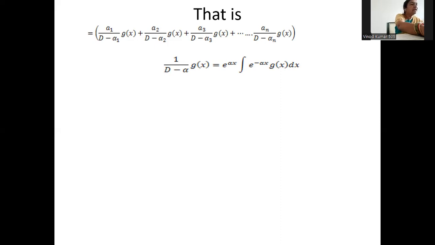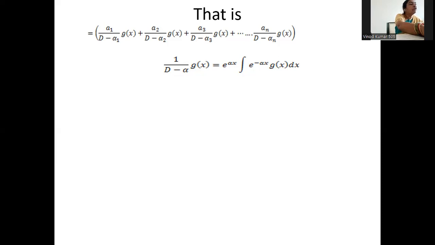That is (D - alpha) on h of x is equal to g of x. This is a linear differential equation. Therefore, on solving this linear differential equation, h of x is equal to e to the power of alpha x times the integration of e to the power of minus alpha x into g of x into dx.